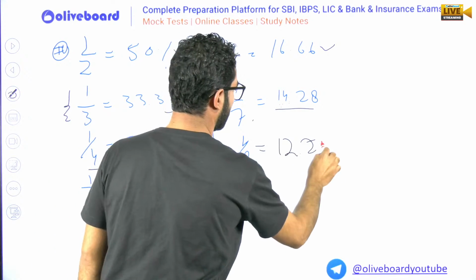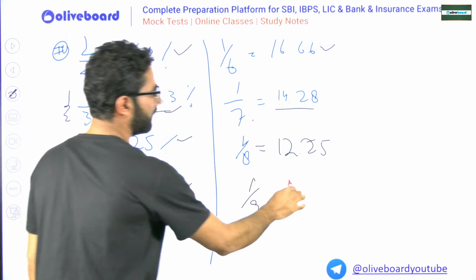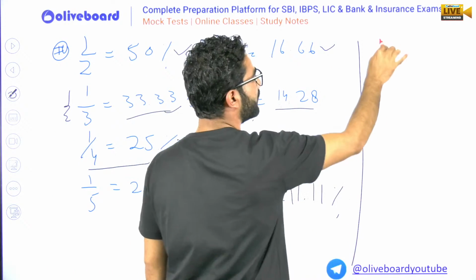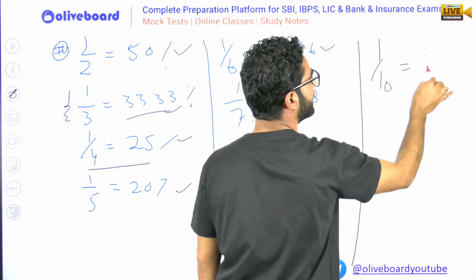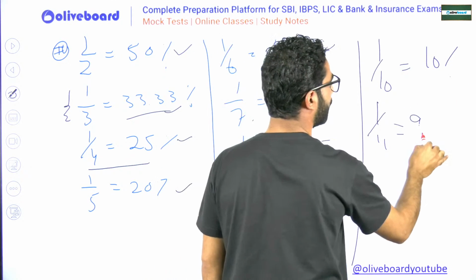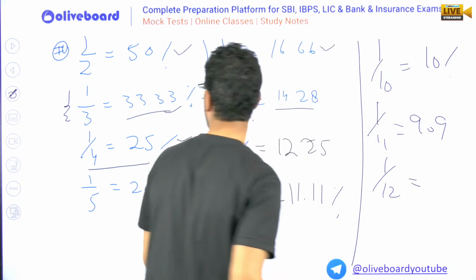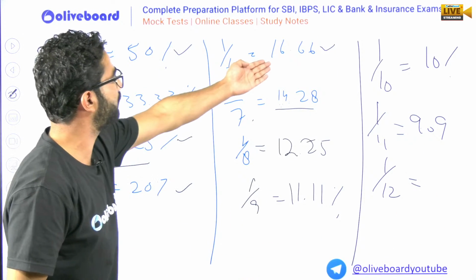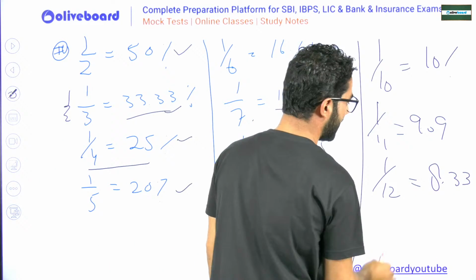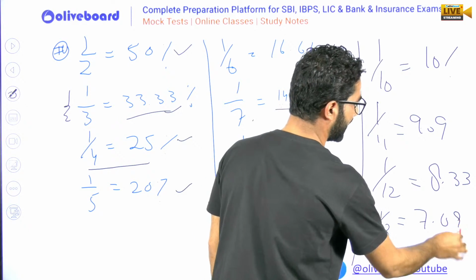Okay, then we have 1/9. Just divide this by 3, it will become 11.11 percentile. And 1/10 is nothing but 10 percentile. If I have 1/11, that will be 9.09 percentile. 1/12 can be calculated from here as well. Just divide this by 2, it will be 8.33 percentile, and 1/13 will be 7.69 percentile, and so on.